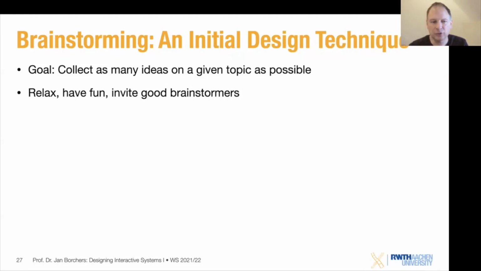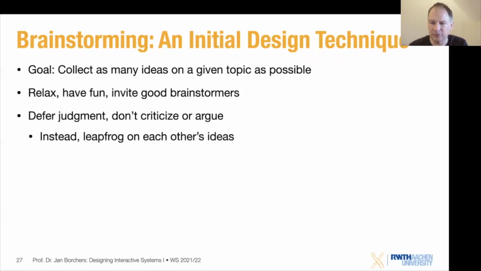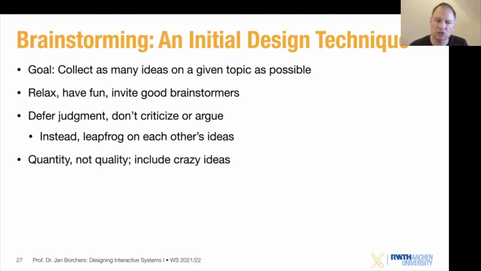And brainstorming doesn't judge, right? You defer judgment. You don't criticize or argue about ideas being brought forward. Instead, you leapfrog on each other's ideas. If one person makes a crazy suggestion, you don't say that's a crazy suggestion. You take it, you think about it, and it may inspire you to think about another idea that may be just as crazy or even crazier, or maybe not quite as crazy. And these are all good. Because in brainstorming, we go for quantity, not quality. So including crazy ideas is perfectly fine.